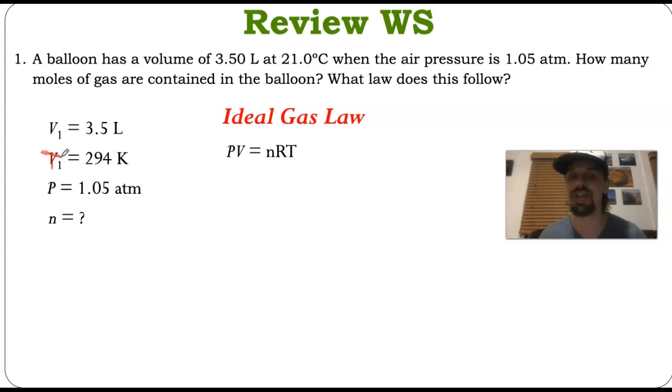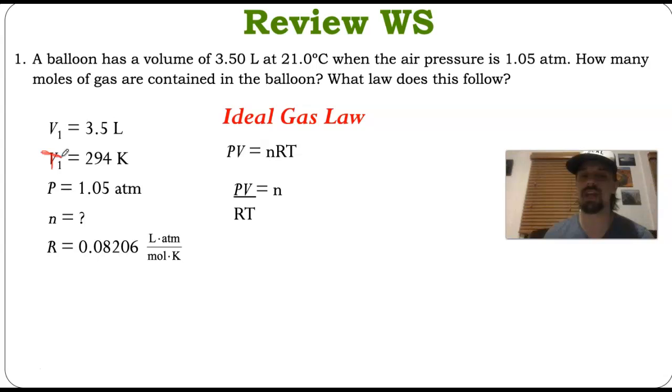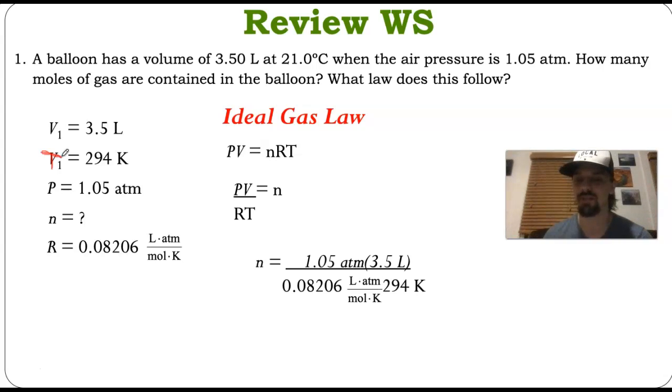So I'm using the ideal gas law, PV equals nRT, where I'm solving for n. So I need R. To figure out which R do I use, I look at my pressure. Remember, my pressure is in atm, so I'm going to use 0.08206. I rearrange my equation to solve for n, and then I plug in my variables. Once I plug in my variables, my units cancel, and I end up with 0.152 moles.